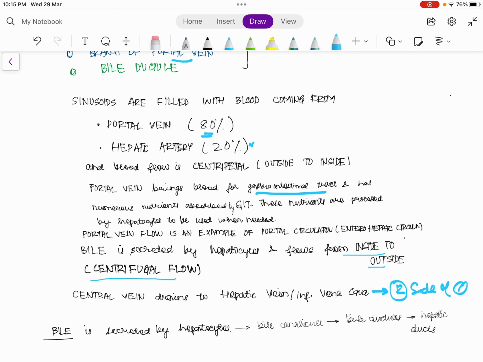The central vein drains into hepatic vein, which drains into inferior vena cava and which goes to right side of heart. Bile secreted by hepatocytes goes to bile canaliculi, then bile ductules as already shown in portal triads, and then hepatic ducts.